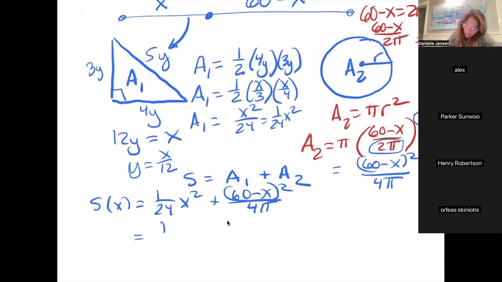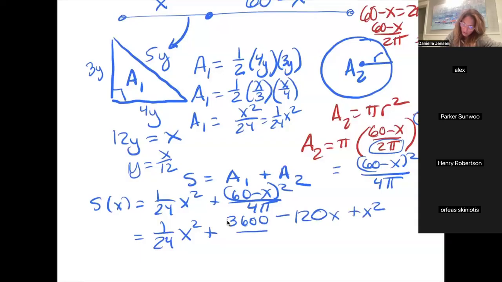So I've got 1/24 x squared. Let's FOIL out this numerator, which is 60 squared minus 120x plus x squared, over 4 pi. And again, remember the goal, ax squared plus bx plus c. So I don't want this common denominator here. I really want to divide 4 pi into everything, again, so I can find my a, b, and c.